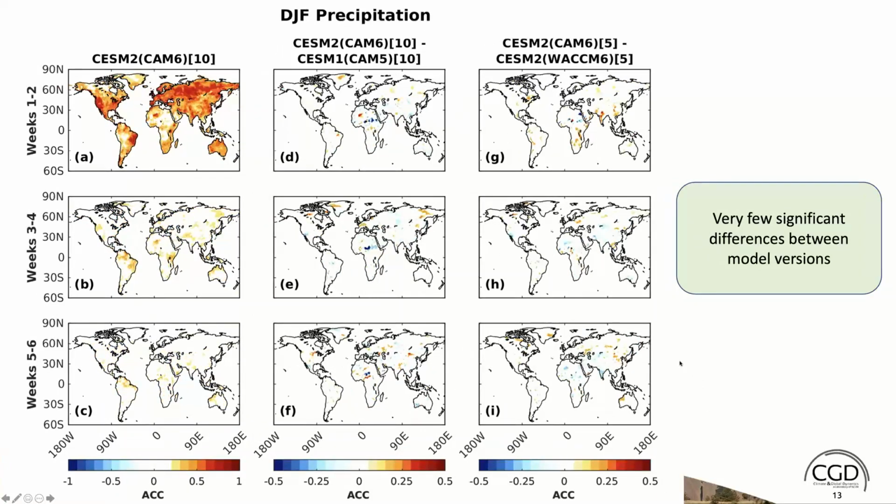And similarly for precipitation, on the top left and the left column is the skill. And again, the model is not very skillful, especially after week 3, 4, and the differences in precipitation between the different model versions are very small.